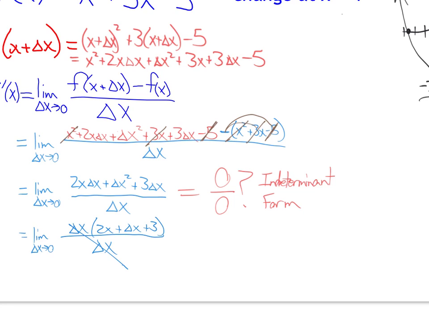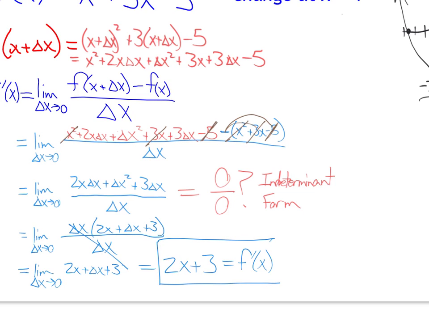Okay? So now I can take the limit as delta x approaches 0 of 2x plus delta x plus 3, and this is a function that I can simply evaluate. Because now when I plug in 0, I get 2x plus 3. So that is f prime of x.